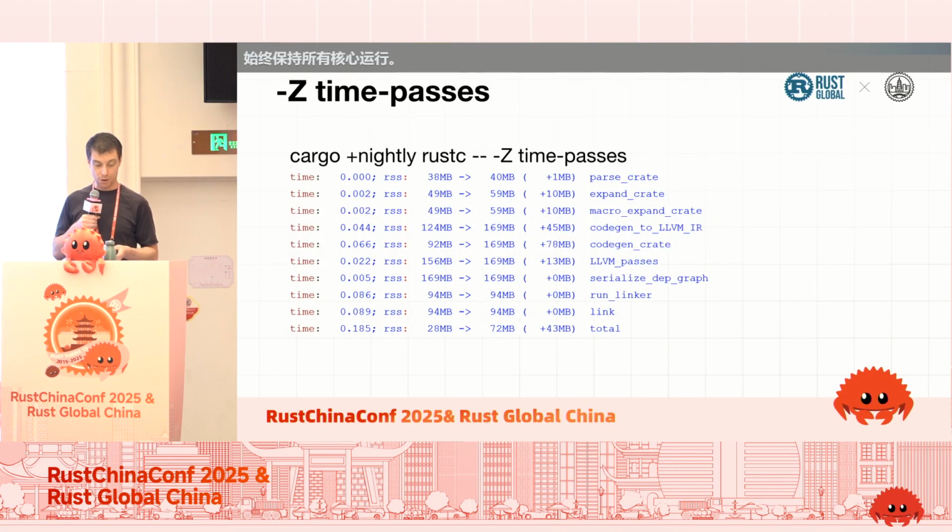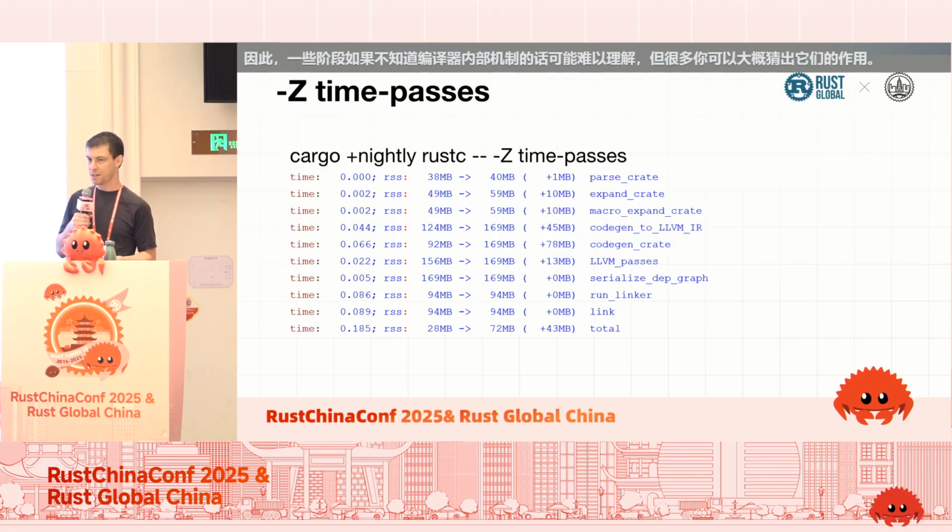Another useful flag that's only available on nightly is -Z time-passes. So this prints how long the compiler spends in different phases of the compiler. So some of these phases might not make sense if you don't know about compiler internals, but a lot of them you can probably guess what they're doing.